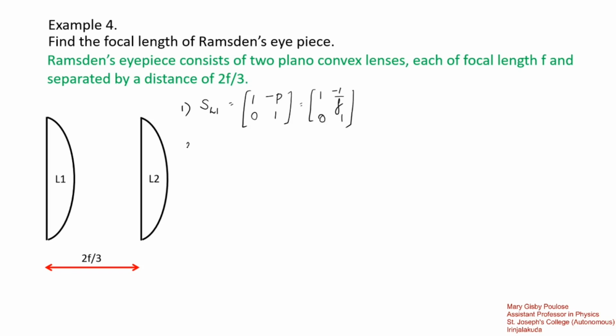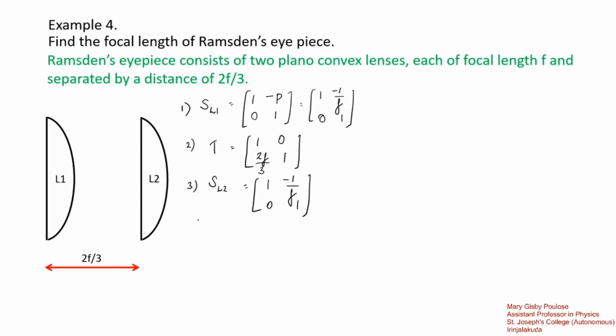Okay. Light then translates through a distance 2f by 3. So the translation matrix can be written as 1, 0, d by mu, that is 2f by 3, mu is equal to 1, index of air, and 1. Then again light is transformed by the second lens, and the system matrix for the second lens SL2 can be written as matrix 1, minus 1 by f. Focal length is the same. So minus 1 by f, then 0, 1.